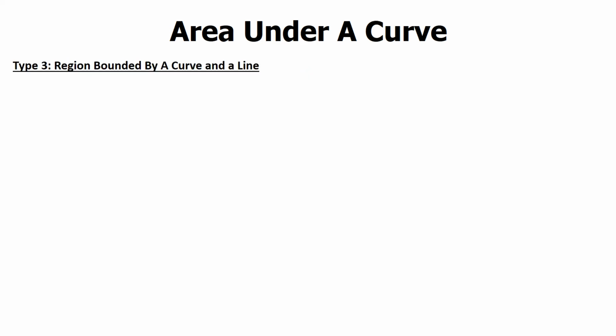Type number 3 for the area under a curve is the region bounded by a curve and a line. So basically, it is a combination of the area of a curve and the area under a line. To illustrate the condition, let's look at this graph with the x and the y-axis, and this is a curve with the equation y equals f(x). This is the lower limit a, and this is the upper limit b.